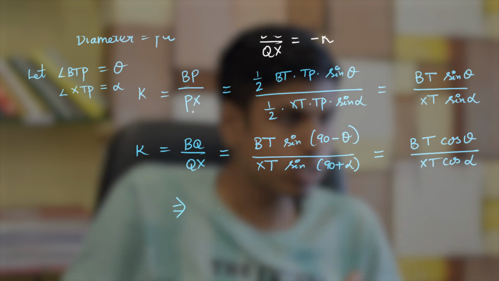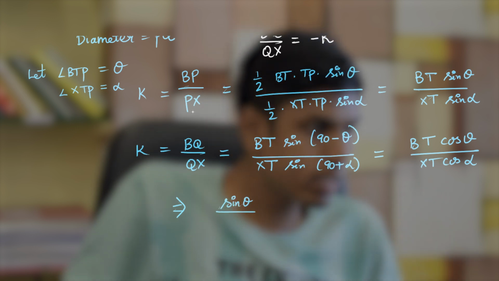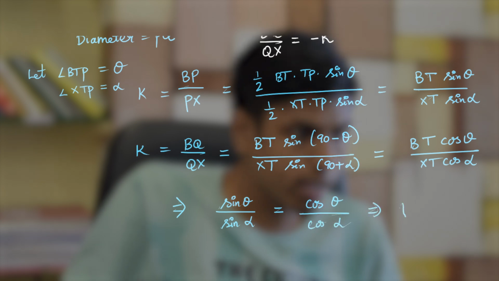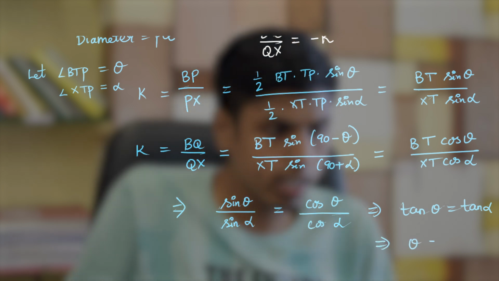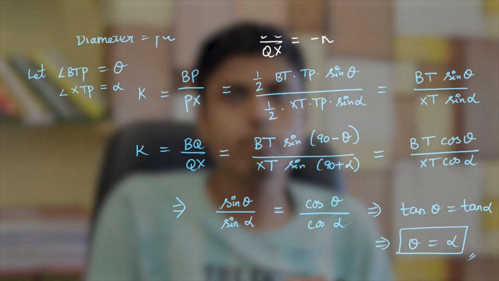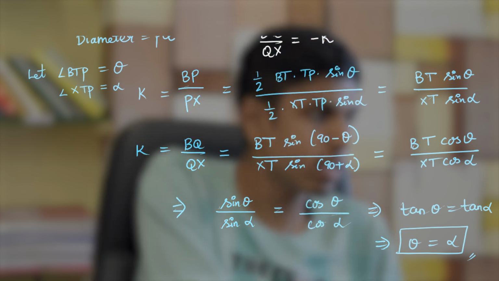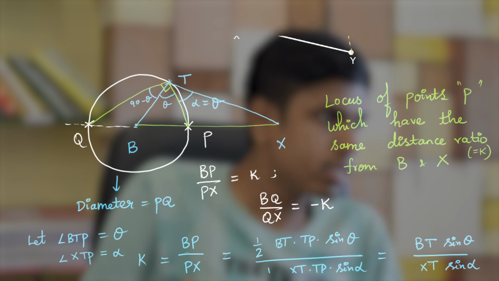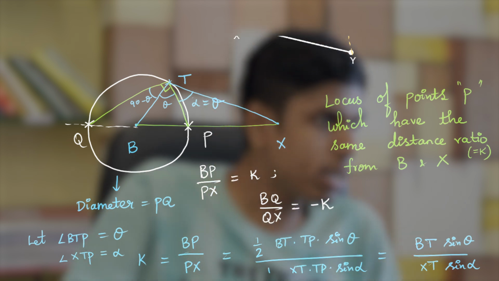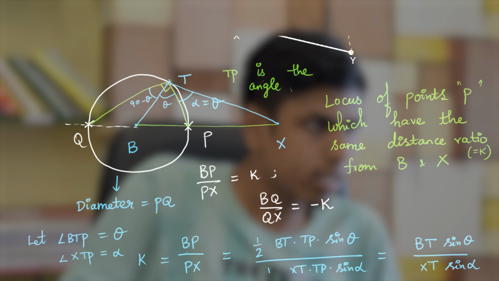equating both of these equations, one would get sin theta by sin alpha equal to cos theta by cos alpha, implying tan theta equals tan alpha. And since here the angles are less than 180, we can directly equate them, theta equals alpha. Thus we conclude that the value of alpha equals theta, and going back to the diagram, we can see that TP is the angle bisector of angle BTX.